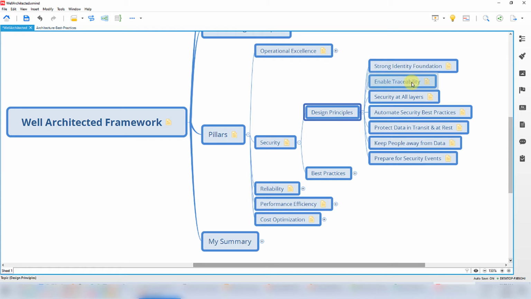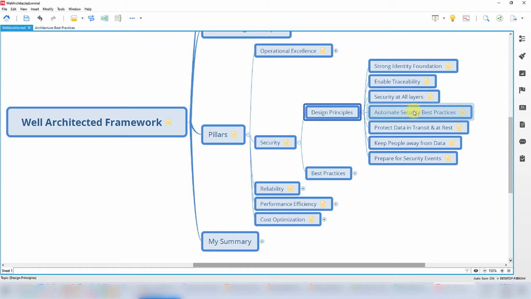Traceability is about auditing any change and any action to any environment and monitoring logs and metrics and taking automated actions when anomalies are detected. Security at all layers is basically the principle of defense in depth. Secure your edge, the VPC, subnets, load balancers, VMs, operating system.